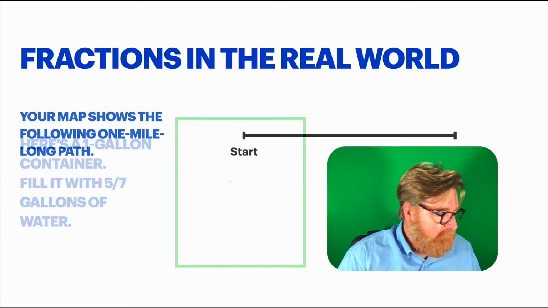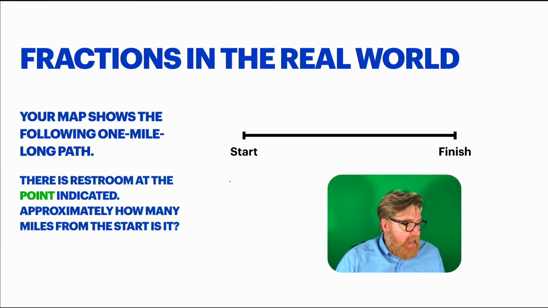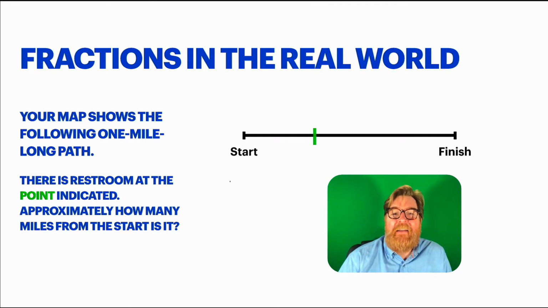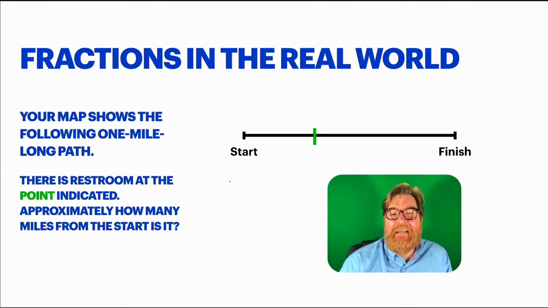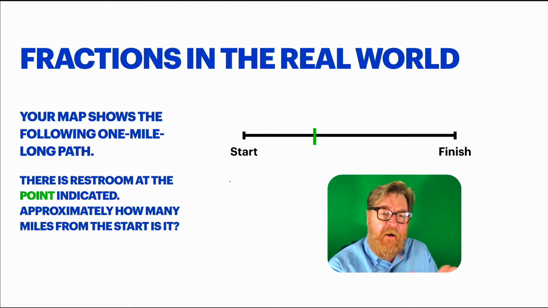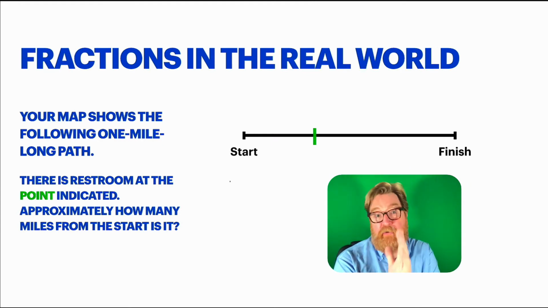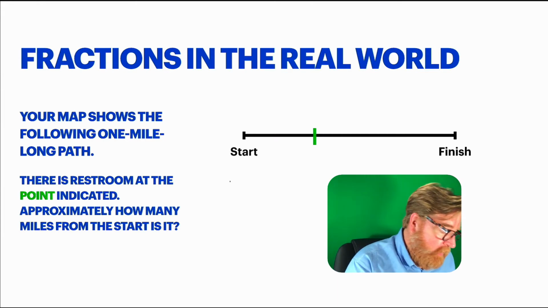All right. Here's a cool one. Let's say you're looking at a map, and you've got this 1-mile path from start to finish. And there's a bathroom listed on the map, and let's say you have to go. So you want to know exactly how far it is from the start. Should you go at the start, or can you wait till you get to the bathroom? So let's see if we can figure out how far from the start that bathroom marked on the map with that green tick mark is. So let's see.